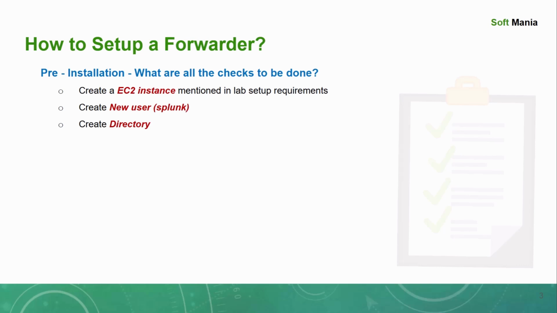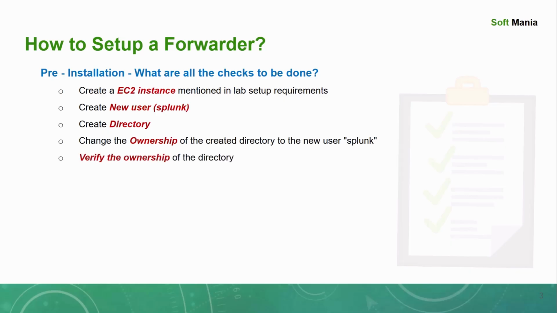Third one, create a directory, the home directory for Splunk installation. Then change the ownership of the directory which was created. Then verify the ownership of the directory. Then install wget. This is the package which will help us download the Splunk Universal Forwarder from the internet. Now let's see that live.